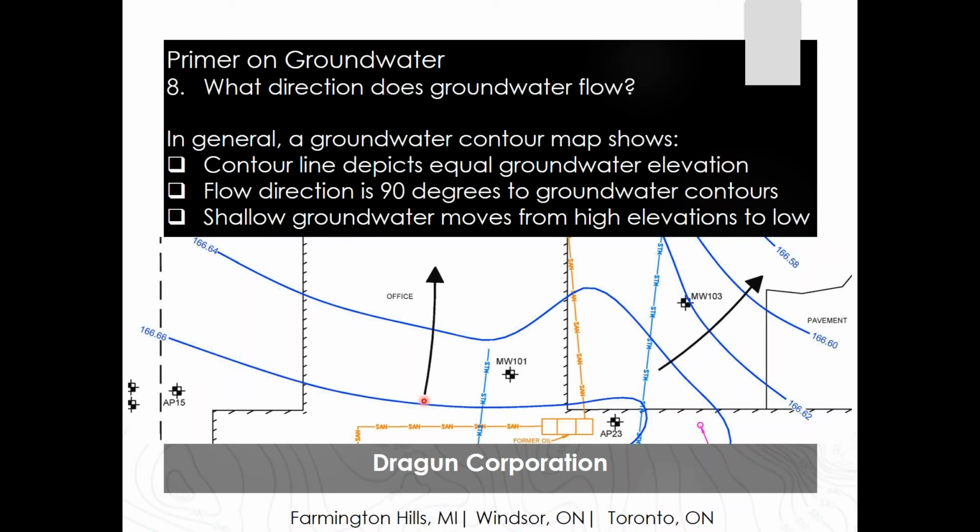The groundwater flow is at 90 degrees to the contours, and the groundwater flow is from the high contours to the low contours for the water table. So in general, groundwater flows at right angles to the contours from high to low.